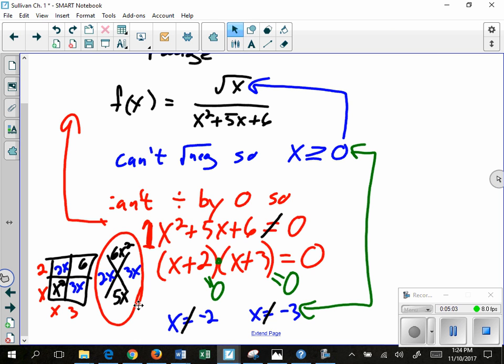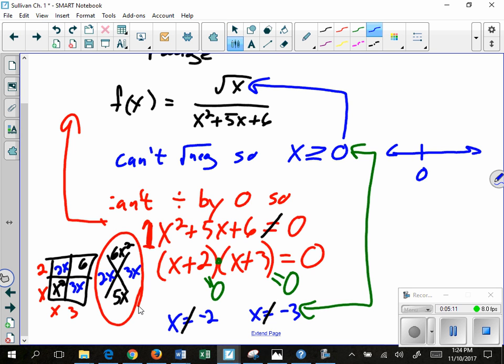If I think about it on a number line, x is greater than or equal to 0 would be a closed circle and shading to the right. And then I can't have a -2 and I can't have a -3, because those are to the left of this shaded area. So really, the fact that I said x is greater than or equal to 0 kind of covers the domain part.